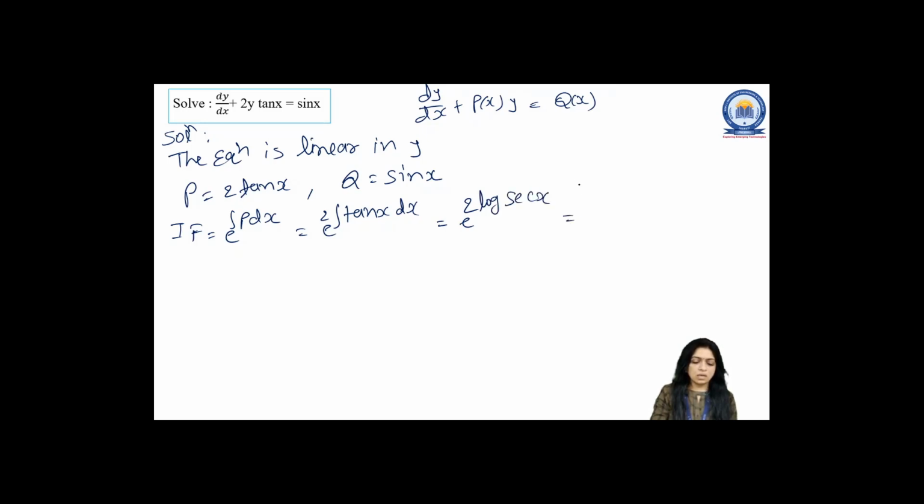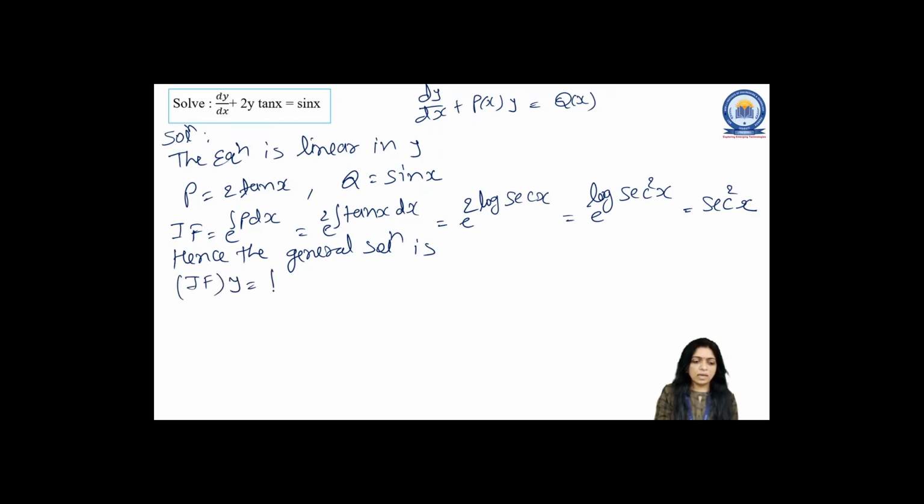So this is e raised to log sec square x, and my final answer for the integrating factor is sec square x. Now the general solution: integrating factor into y equals integration of integrating factor into q with respect to x plus c. This is the general formula. Here sec square x into y, integrating factor is sec square x, your q is sin x dx plus c.